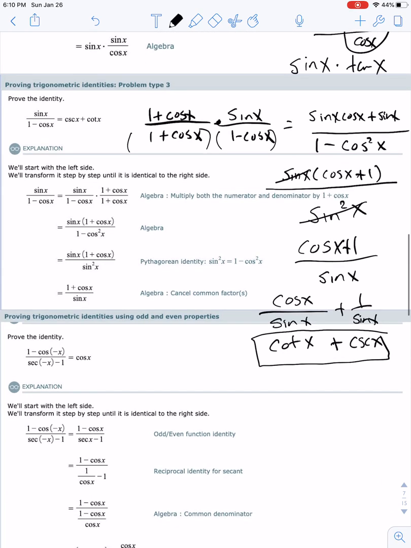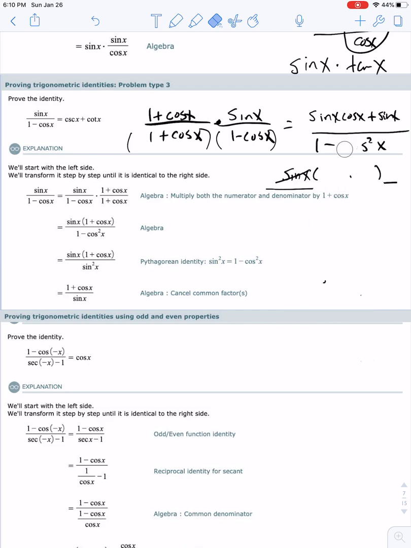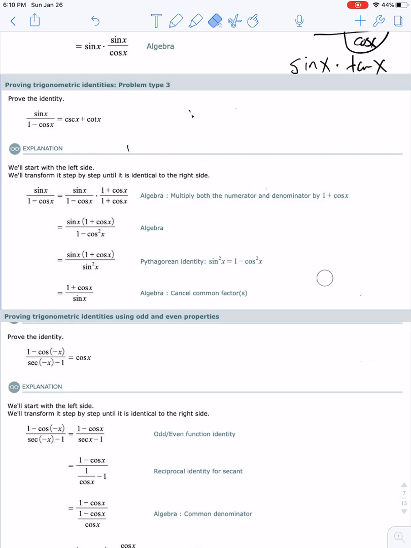All right, proving identities using odd and even properties. So odd and even properties, that's where we're looking at our unit circle, and thinking about where these angles are positive and negative. So in this fourth quadrant, if we had a negative theta, that just means we move this direction. So we're thinking about theta in the fourth quadrant.